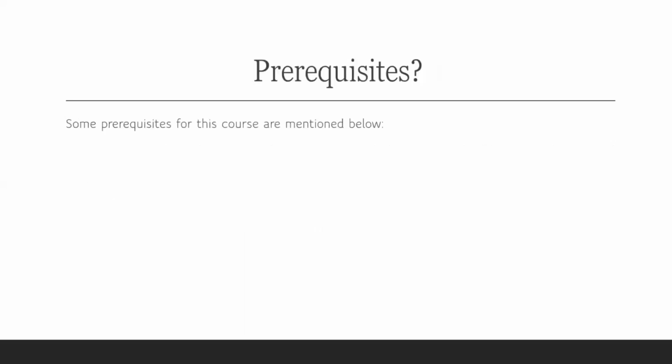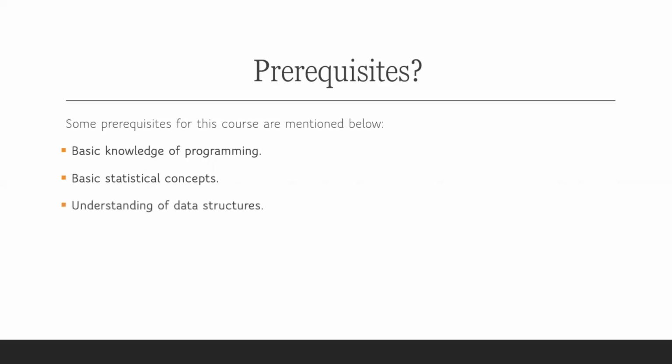So, what are the prerequisites for this course? Some prerequisites are mentioned below. That includes basic knowledge of programming, like you must know how to create variables, lists, arrays, and these kinds of things in R. You must also have some basic statistical concepts, like mean, median, mode, and standard deviation, and the statistical things like linear algebra as well. And next we have the understanding of data structures, like what are data frames, what are factors, and so on.